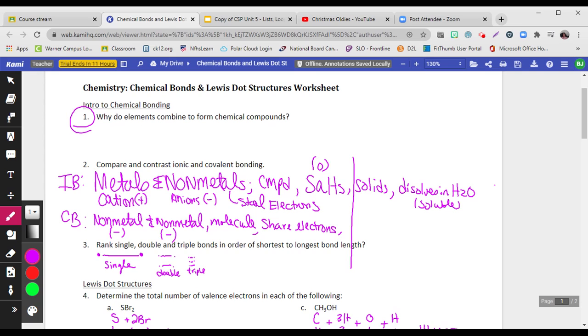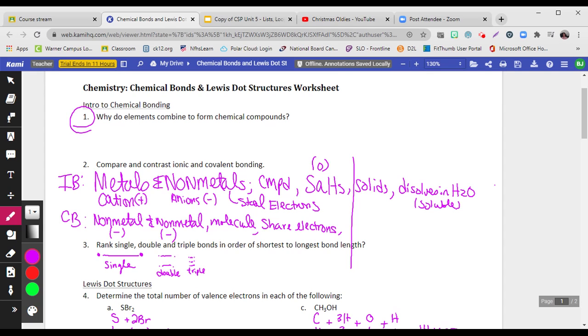In number 2, we're looking at a compare and contrast between ionic and covalent bonds. Remember, ionic bonds are between metals and nonmetals, or cations and anions. Cations are always positive, anions are always negative. They will steal electrons from each other, and they form compounds or salts. Salts are usually three-dimensional solids. They will have different geometric shapes, and they typically dissolve in water. However, there are some that are insoluble as well.